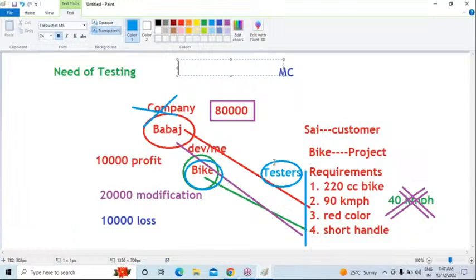In order to stay in the business, to get profits, to produce a quality product, we have to perform testing on any application. So now our duty, the tester's duty, is to test before it is delivered to the end user or customer. So, clear? Any confusion?